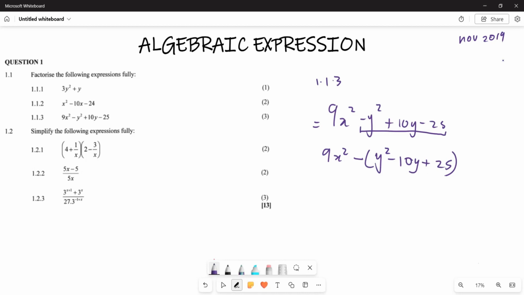And now this is going to be your perfect square. Can you see that this is going to be your perfect square? You have your y squared subtract 10y and also your 25. Your y squared and 25 are square numbers. So basically this is the same as 9x squared, right? Subtract, this is the same as your y subtract what? What is the square root of 25? It's 5.